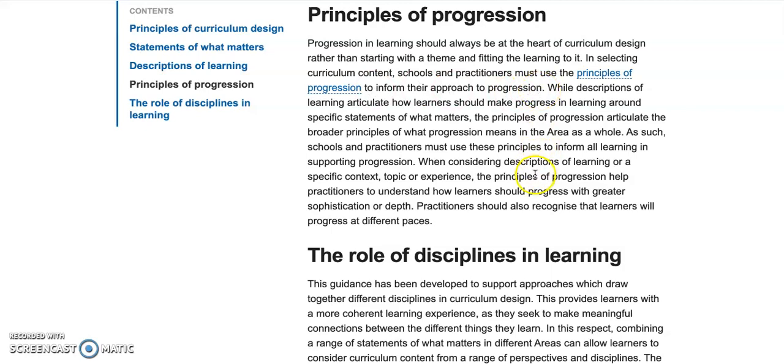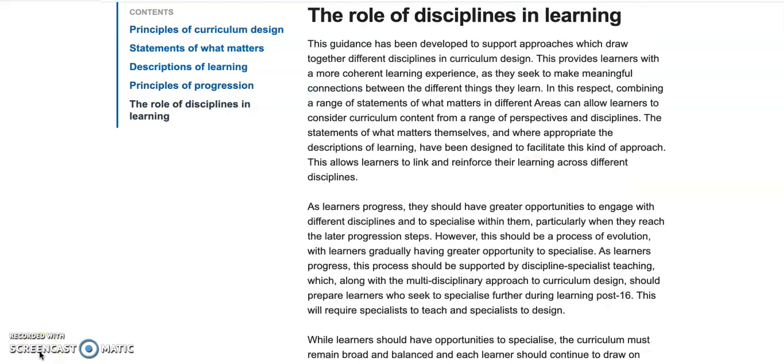So that's the final section of this part of the framework, where the roles of disciplines in learning are discussed. In particular, the guidance has been developed to support an approach that draws together the different disciplines in curriculum design. The idea is to provide learners with a more coherent learning experience as they make connections within their learning, and combining a range of statements from different areas can allow them to consider curriculum content from a range of perspectives and disciplines. So that's the way the curriculum has been designed.